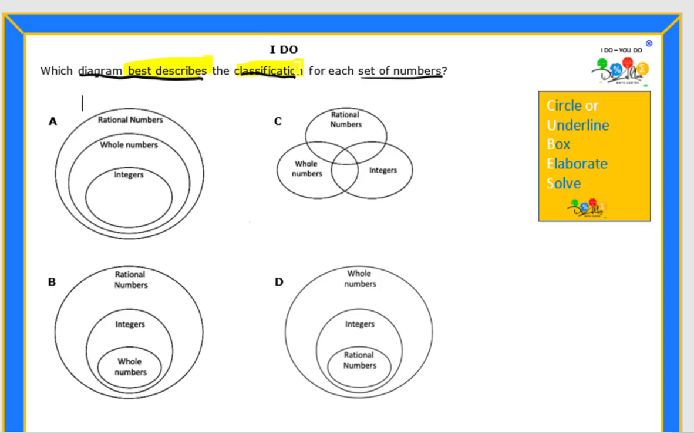So we have several diagrams, and what we need to do is consider what we know about numbers. So when I think about a set of numbers, if I start with the earliest set of numbers that I can remember, I probably remember starting to count from 1 through 10. So I started learning 1, 2, 3, those types of numbers. So let's write some of those down. 1, 2, 3, 4, 5, 6, 7, 8, 9, 10, 11, 12, all the way to infinity.